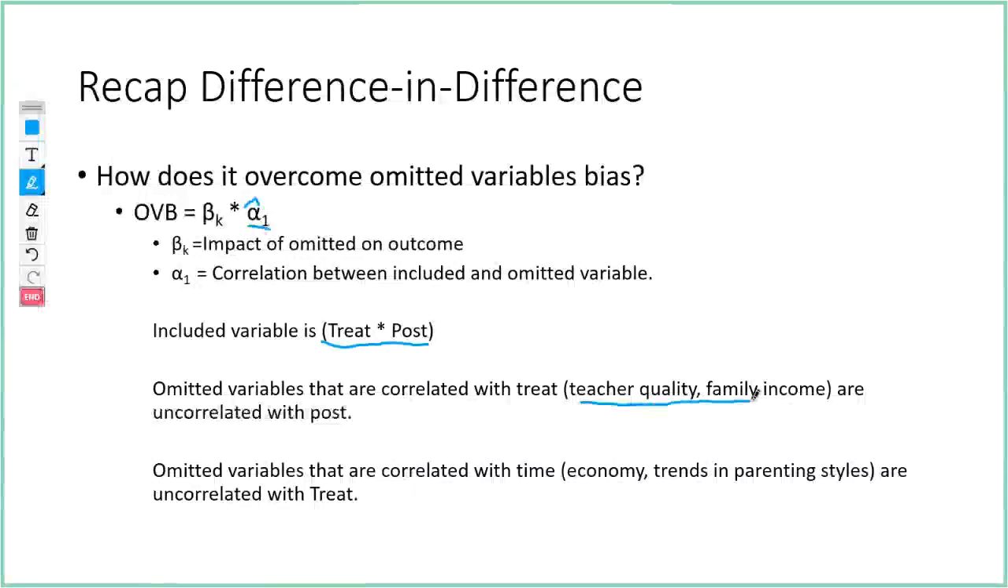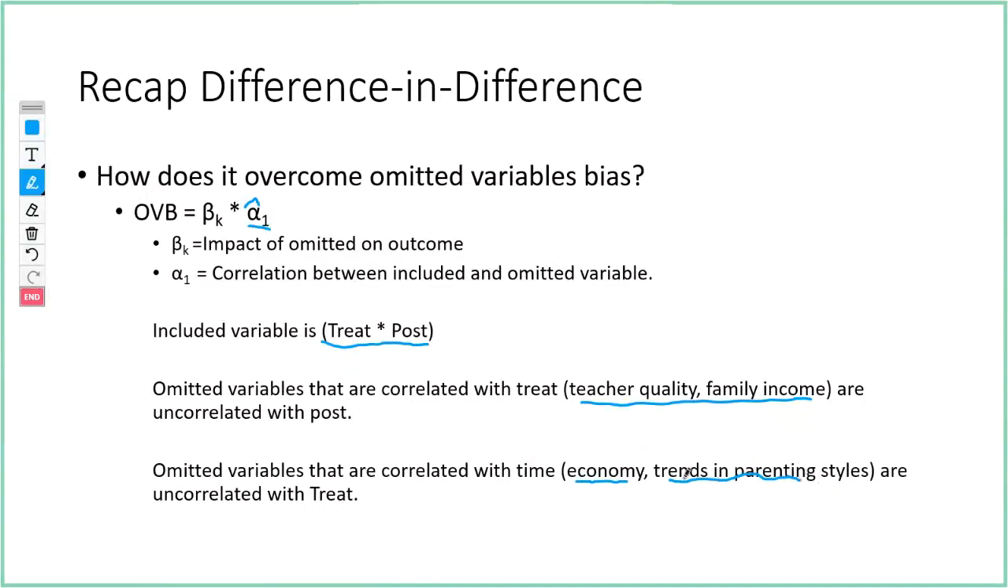These are examples of variables that might be different across different school districts. They might be correlated with treatment, but they're not correlated with post. In other words, these things are probably true both before and after the Rosenwald schools were built. And then we have omitted variables that we might be worried about that are changing over time, like trends in the economy, trends in parenting styles. So maybe over this period of time, it was becoming more popular for parents to start reading to their children. And so the literacy rates would have gone up even without the Rosenwald schools.